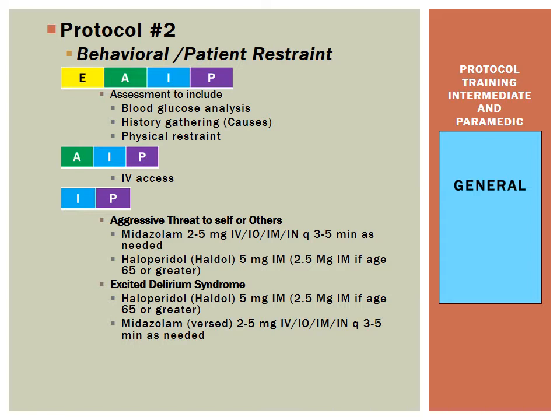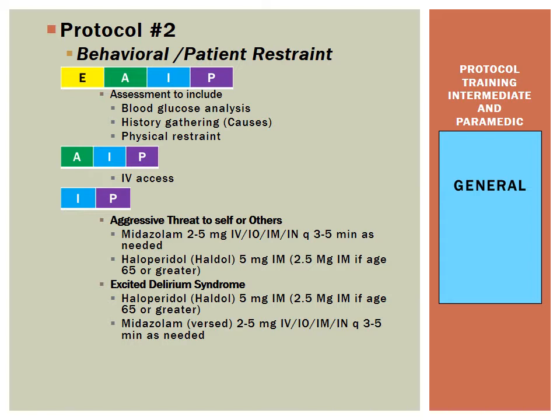Our advanced through paramedic level, IV access if safe to do so, and for our INP level providers, if the patient is aggressive and a threat to self or others, and we are able to restrain the patient, we need to administer midazolam 2 to 5 milligrams IV, IO, IM, IN every 3 to 5 minutes as needed.